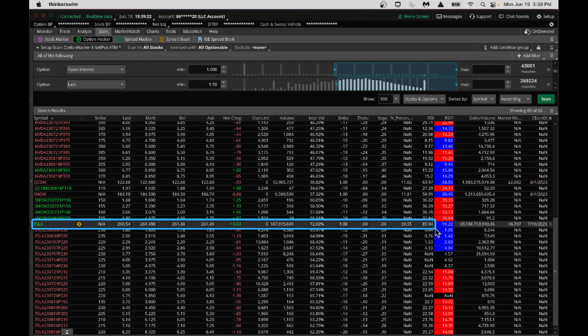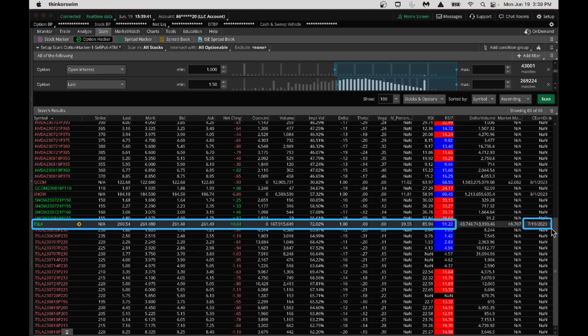Tesla is one of the great stocks to sell put options on right now in this market. Look at that RSI, 85, super overbought at this time. And the 7-day RSI is 91, super bullish. Earnings is a little bit later, 7/19, as you can see here.